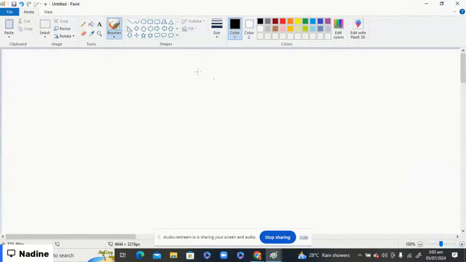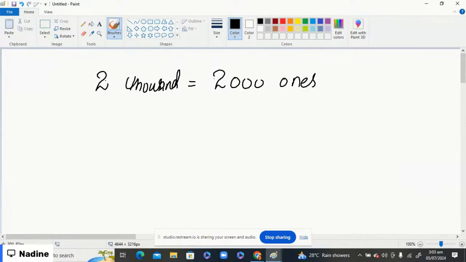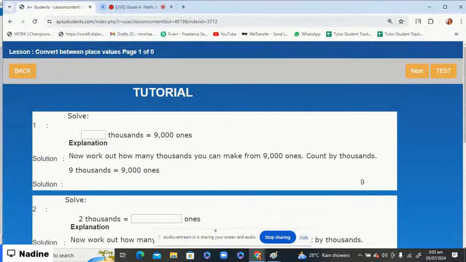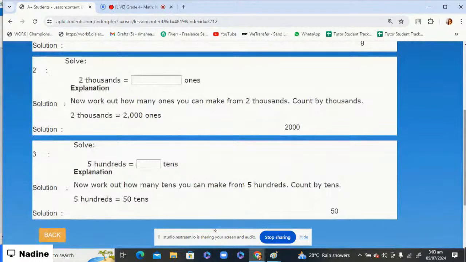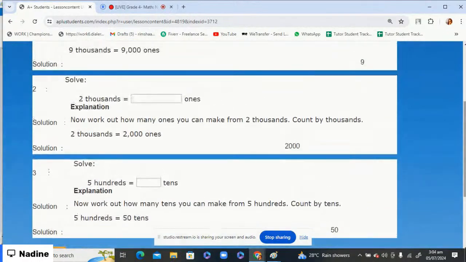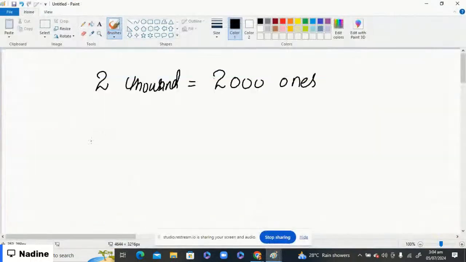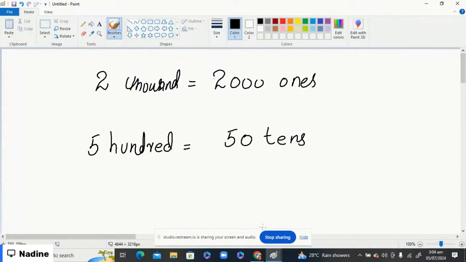For example, if they are saying 2,000 ones, how many thousands does it make? It means that 2,000 ones becomes 2 thousands. Okay. In this way, if you have 500, how many tens in it? If you have 500, how many tens are in it? It means that it has 50 tens. Okay.